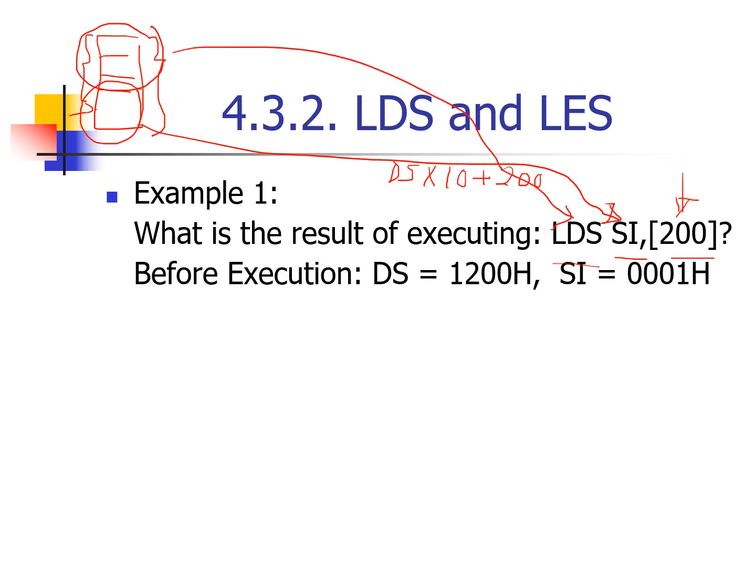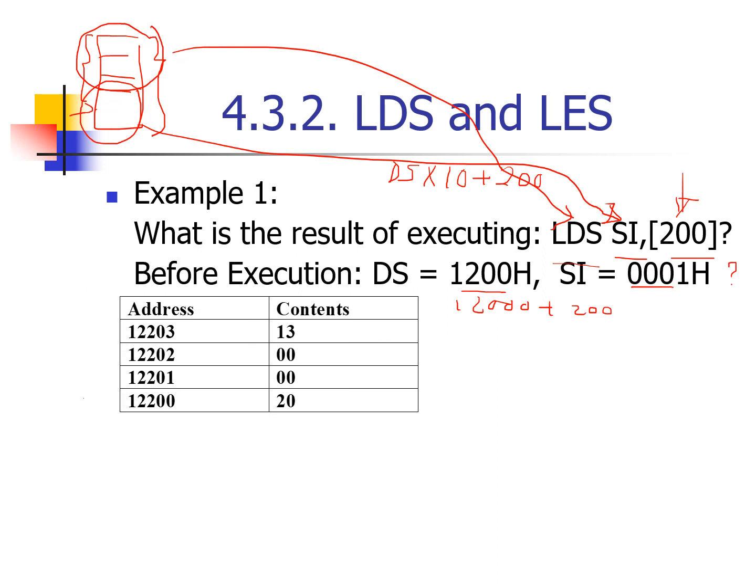Let's see this. This is your DS, this is your SI. Definitely this value is going to be changed, but we have to locate the first 4 locations of memory. The first one is given by DS times 10 plus 200, which is 12,200. So this is the first. So you get 3 more locations up.